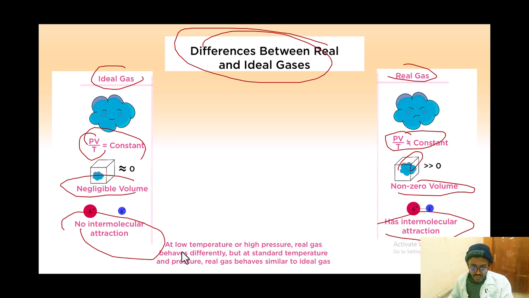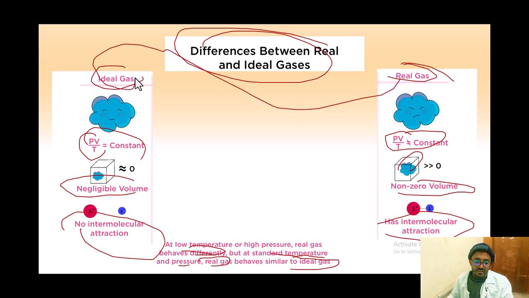The other thing is, at low temperature or high pressure, real gas behaves differently. But at standard temperature and pressure, real gas behaves similarly to ideal gas. So if we manage to set the standard temperature and pressure, we can say real gas behaves similarly to ideal gas, but at low temperature or high pressure, real gas behaves differently than the ideal gas.